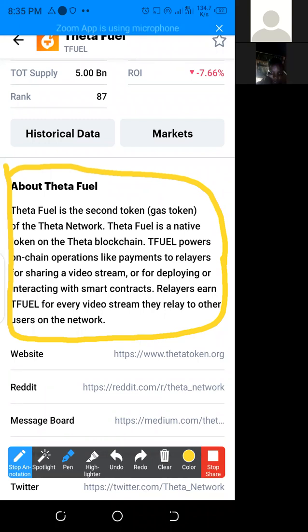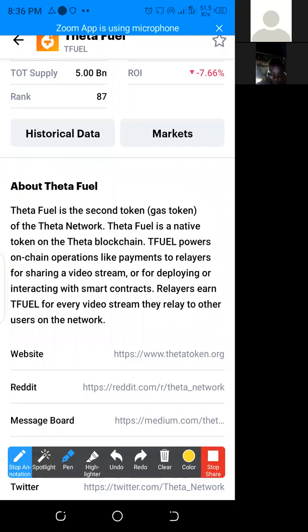You see, Theta Fuel is the second token or gas token of the Theta Network. So there is a network called Theta Network. Now the token that network uses is called Theta Fuel. Are you getting it? Now let's continue. Theta Fuel is a native token on the Theta. T fuel powers on-chain operations like payment to relayers for sharing a video stream or for deploying or interacting with smart contracts. Relayers earn T fuel for every video stream they relay to other users of the network.